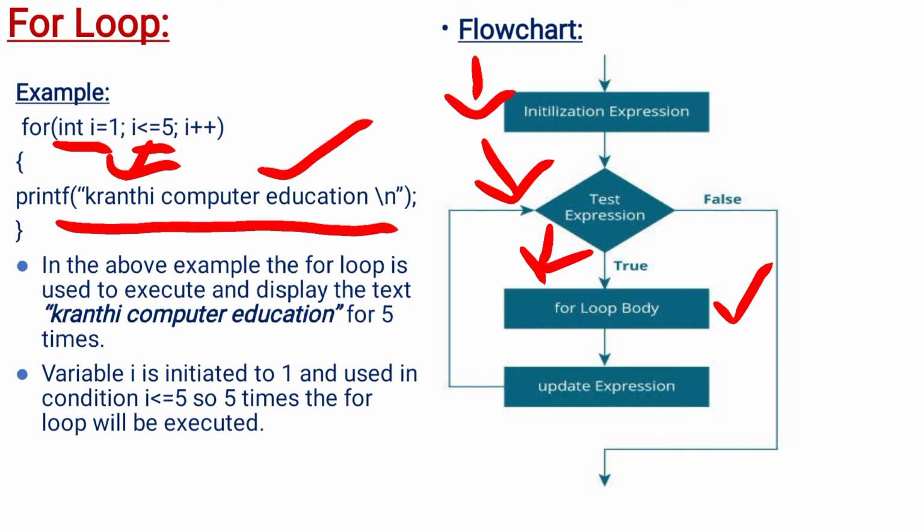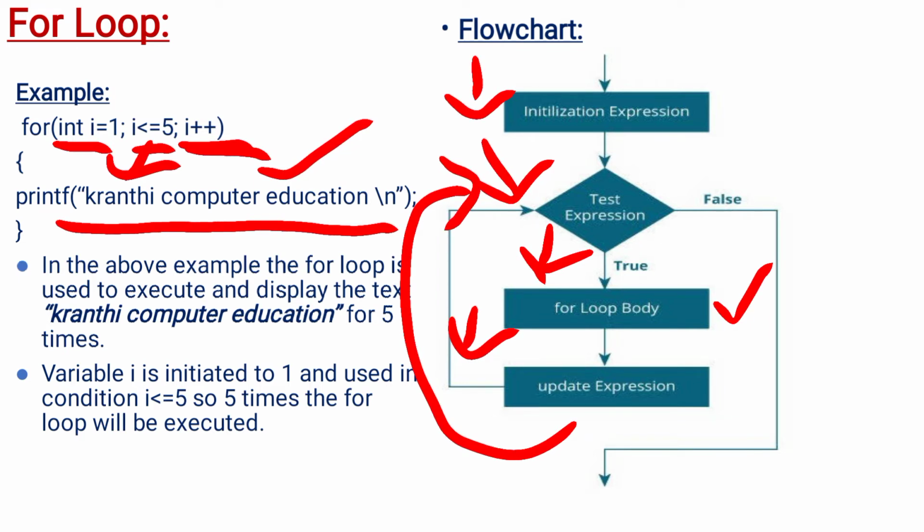Next, after executing the for loop body, the control goes to the update expression. Update expression means either the incrementation part or the decrementation part. This is the updation part. So after updating the value, with the updated value, the control again goes to check the condition. The control directly goes to the condition for checking from the second time onwards.